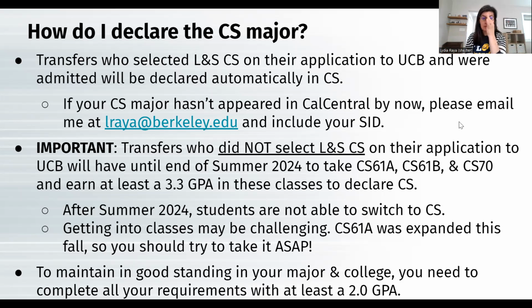And CS61A was expanded for this fall. Now there are going to be 2 sections of it. So that's really great. Take advantage and don't put off taking that class. And then just to maintain good standing with your major and your college, you just need to complete your requirements with at least a 2.0. So once you're declared in the CS major, which most of you here today already are, all you need to worry about is a 2.0 from here on out.